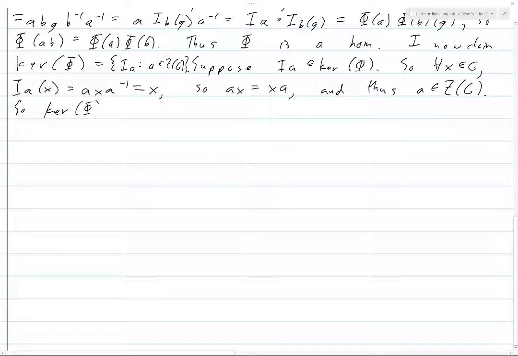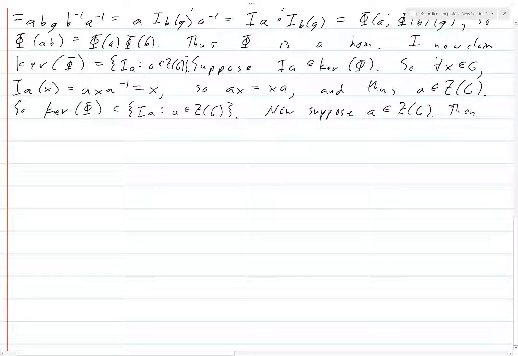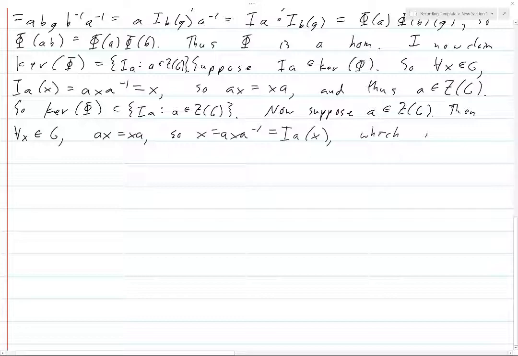Kernel phi is contained in I_A, where A is in Z(G). Now suppose we start with some A in the center of G. Then we basically just go backwards: for all x in G, Ax equals xA, so x equals AxA inverse. We probably could have made an if and only if argument, but I don't know. Maybe not. This way is just as good.